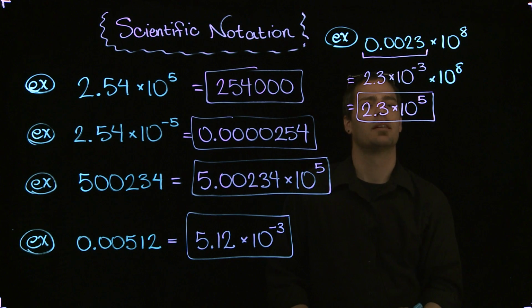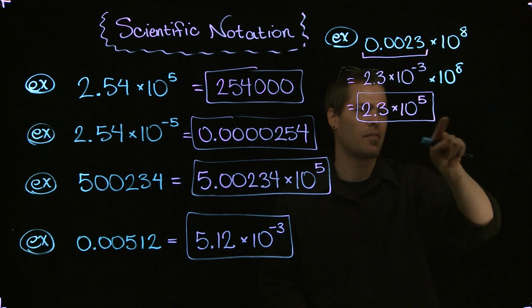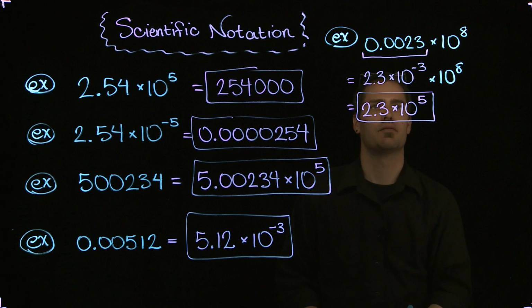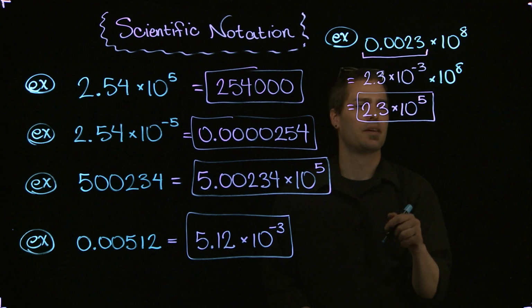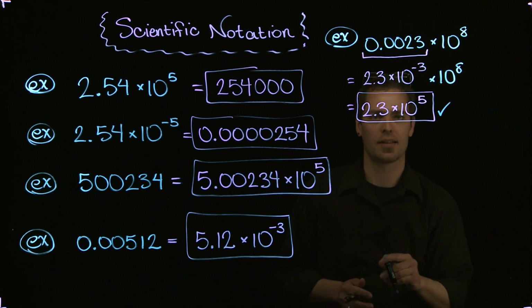Right? Now compare that to this, 2.3 times 10 to the 5th. If I took the decimal here and moved it to the right 5 places, you'll notice that in fact you end up with the same exact number. So they are the same number. This one is in scientific notation. The first one is not.